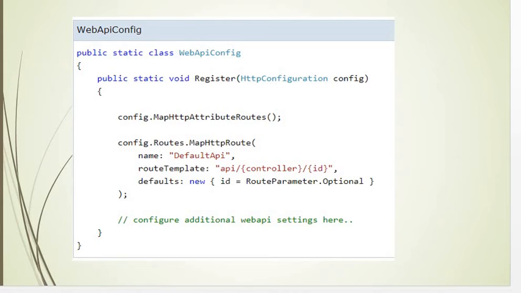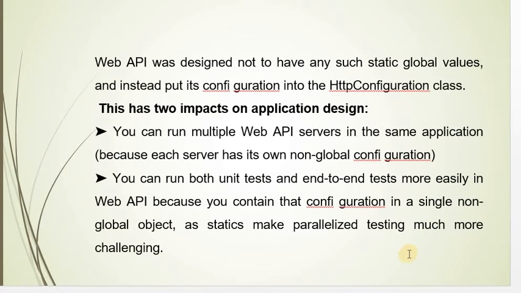It contains the default route and our additional Web API settings. See, Web API was designed not to have any such static global values. Instead, it puts its configuration into the HttpConfiguration class. This has two impacts on the application design.